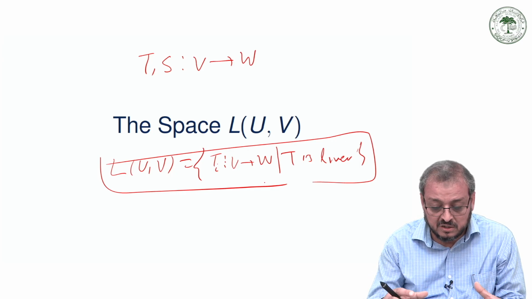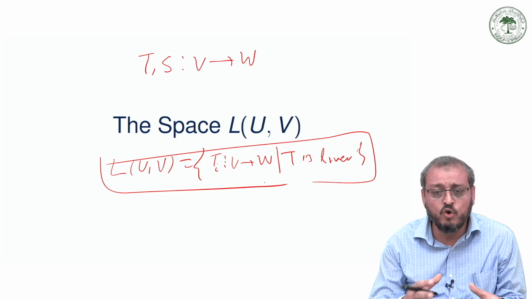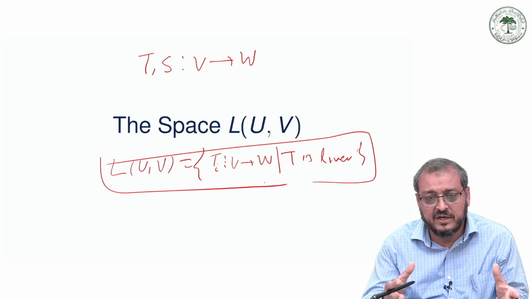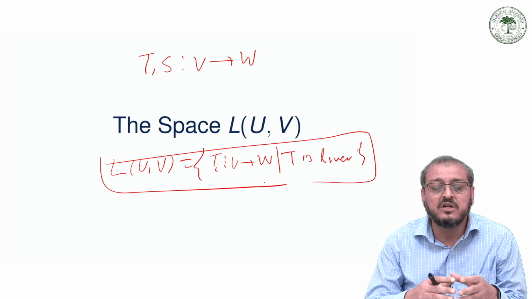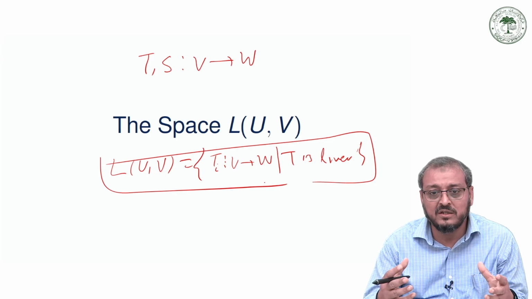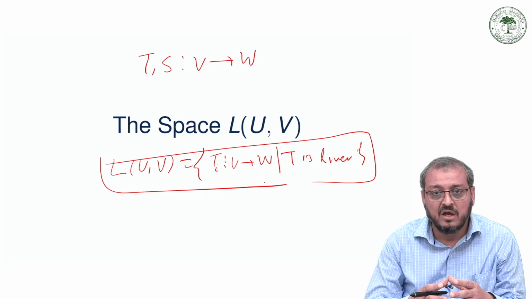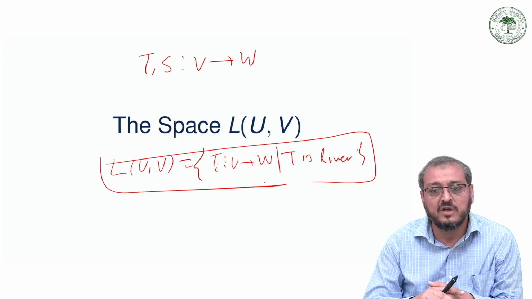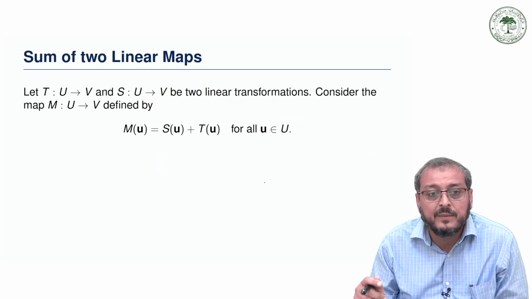For L(U,V) to form a vector space, we need two binary operations. One is the sum or addition, and the other is scalar multiplication. So first we show how to define the sum of two linear transformations, and how we define the scalar multiplication of a linear transformation. Let's begin with the sum of two linear maps.